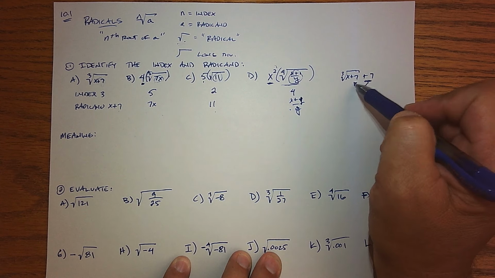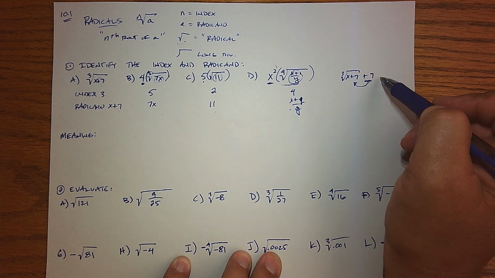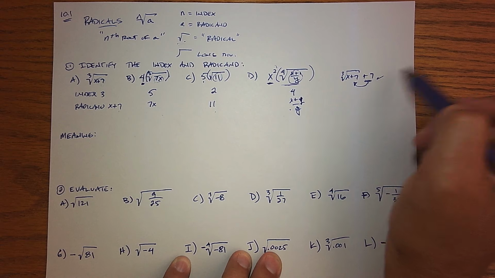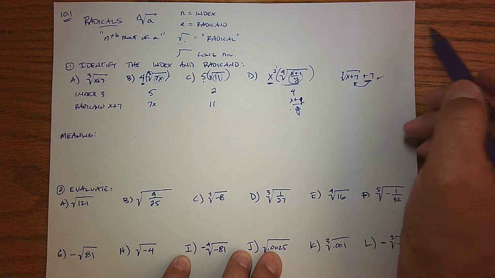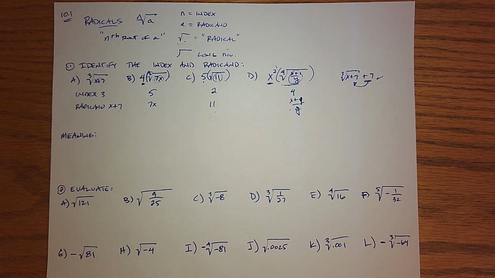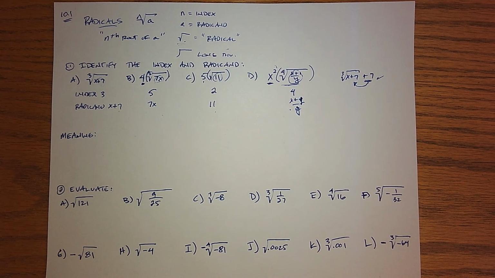Is this plus 7 part of the radicand, or is it outside of the radicand? And in this case, it's outside. And we'll talk more about that as we move around. But being able to identify who's who is really important. So now that we got that out of the way, let's take a look at its overall meaning.